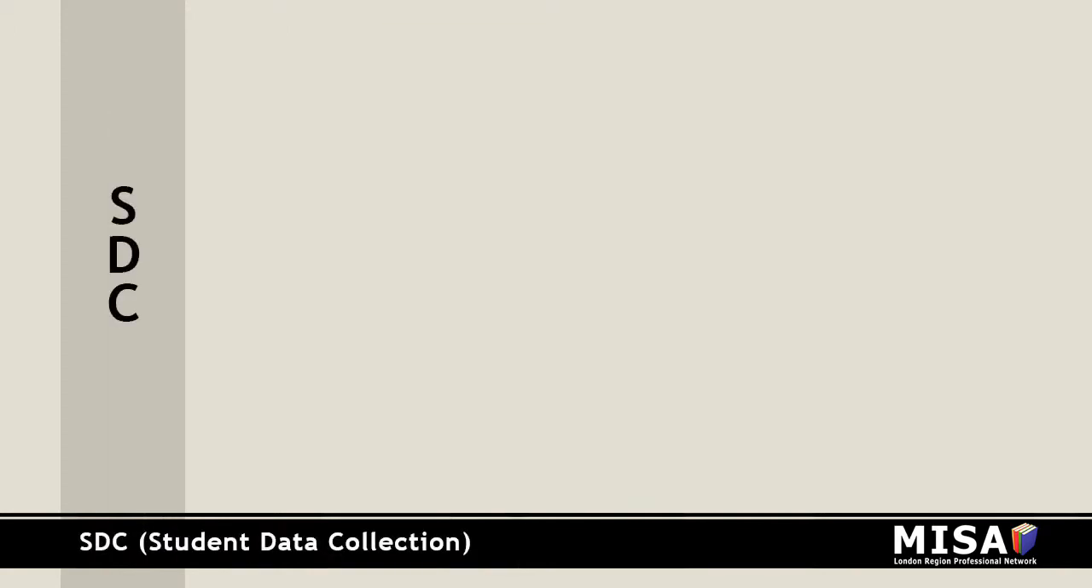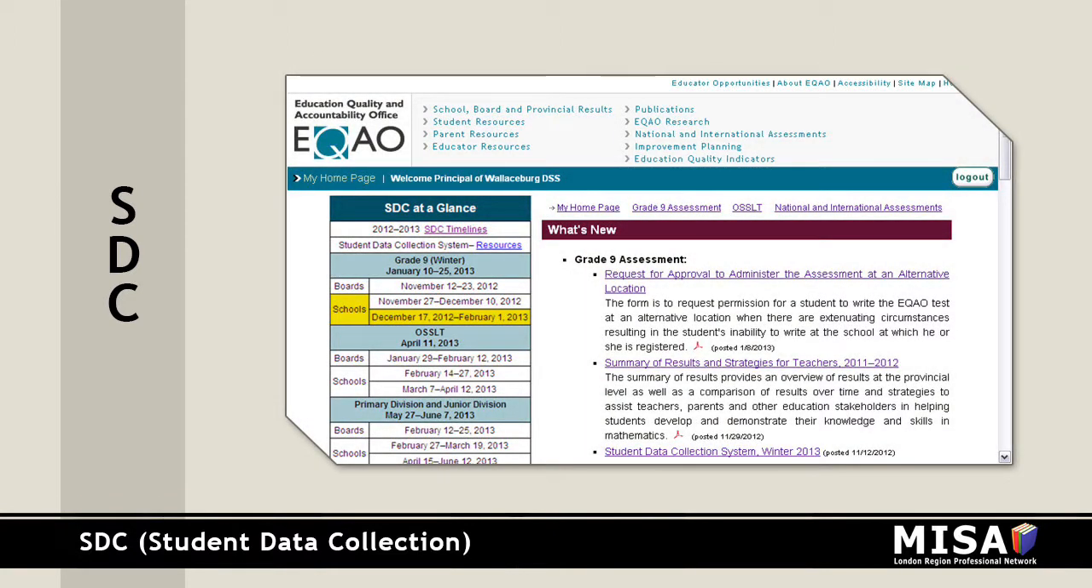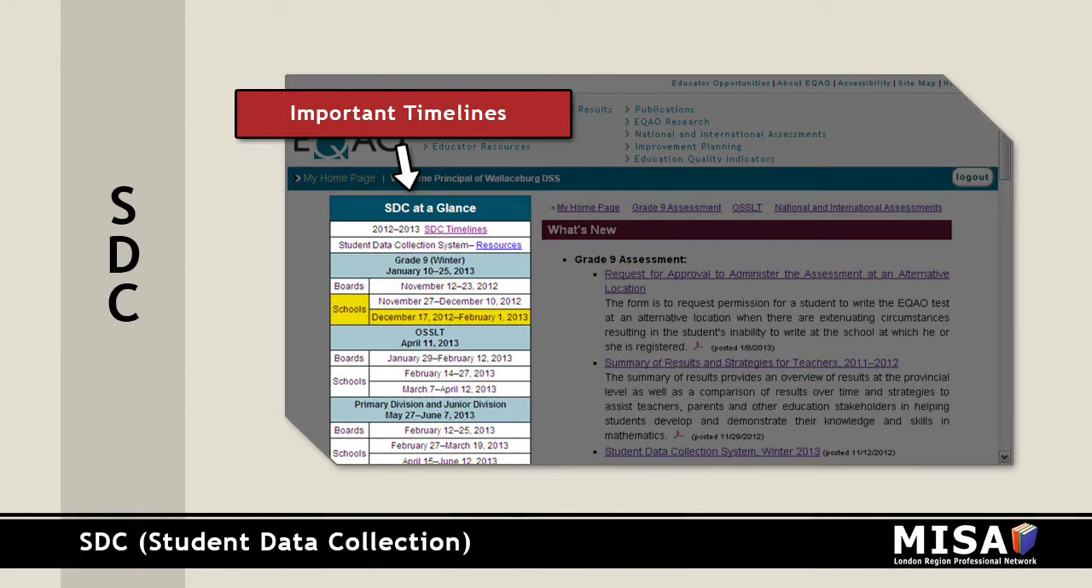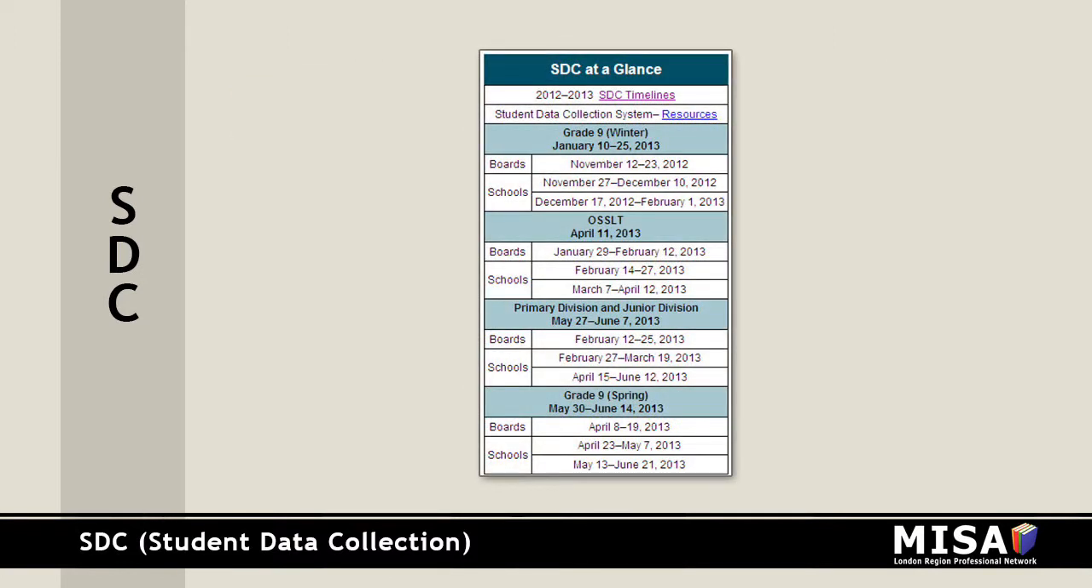Please note the important timelines that can be downloaded from SDC at a glance. The student data collection process outlines important deadlines and tasks, such as ordering special versions of the test and indicating which students require accommodations or exemptions.